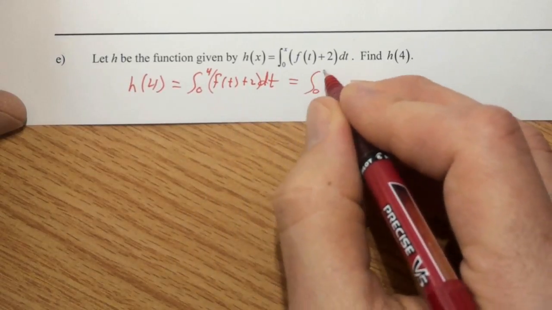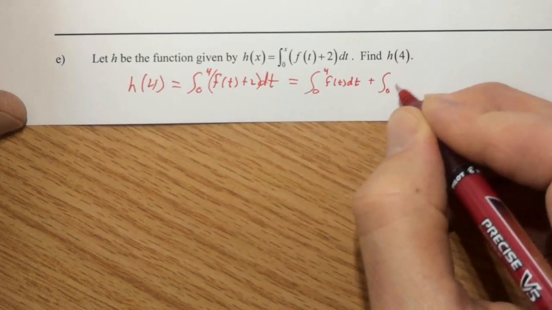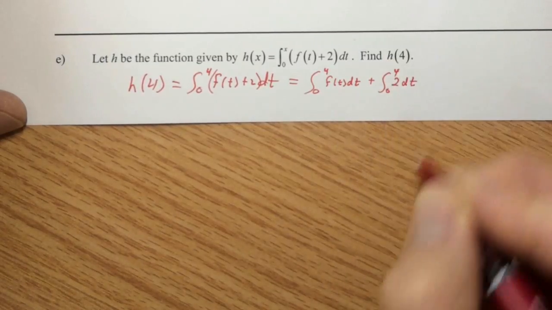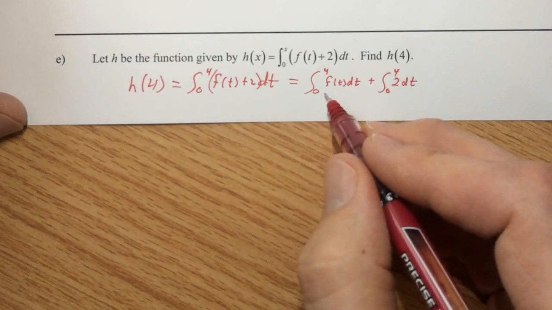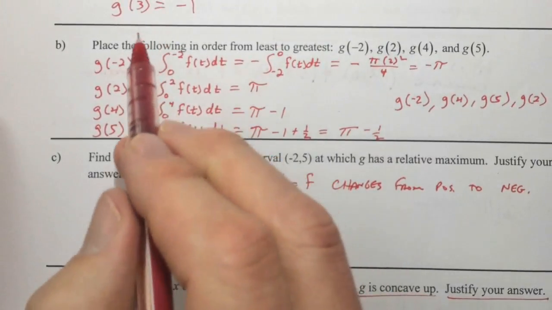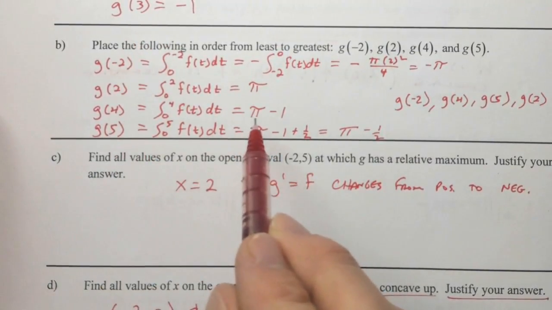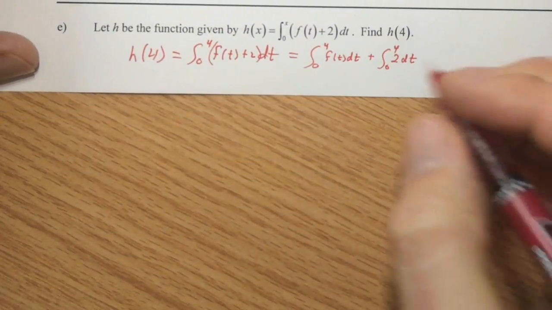This is equal to the integral from 0 to 4 of f of t dt plus the integral from 0 to 4 of 2 dt. Now the integral from 0 to 4 of f of t dt, we found that out already. We did that back in part B. We know it's equal to, there we go, pi minus 1. So this part is pi minus 1.